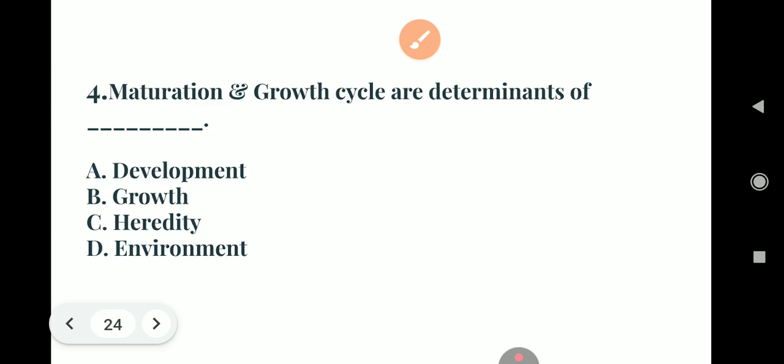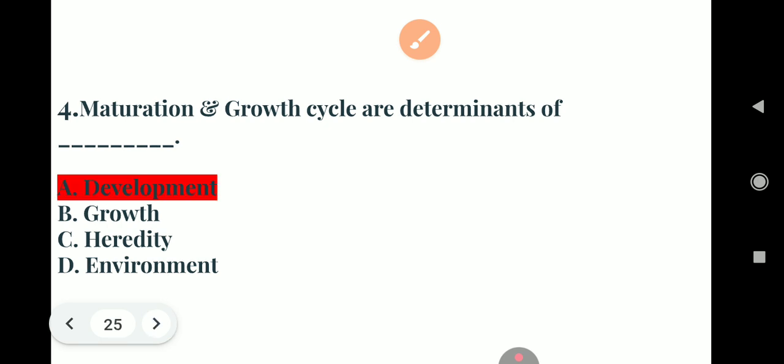Maturation and growth cycle are determinants of which of the terms given below? Very simple question. It is development. Yes.